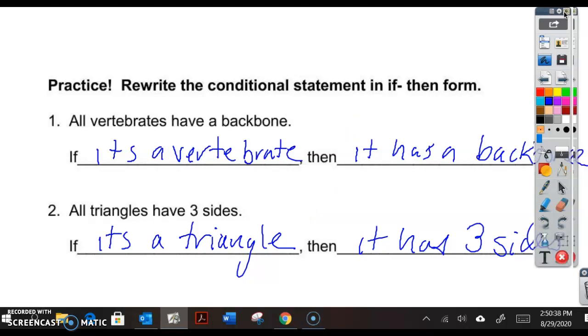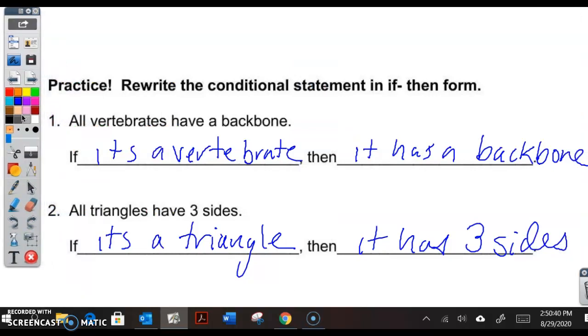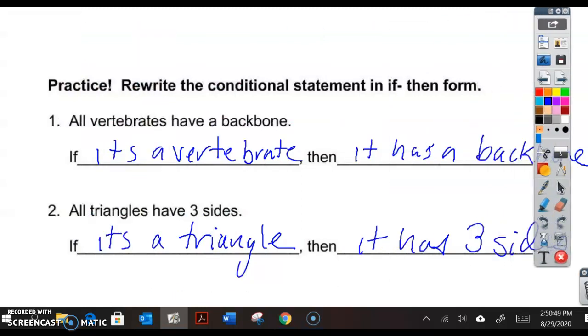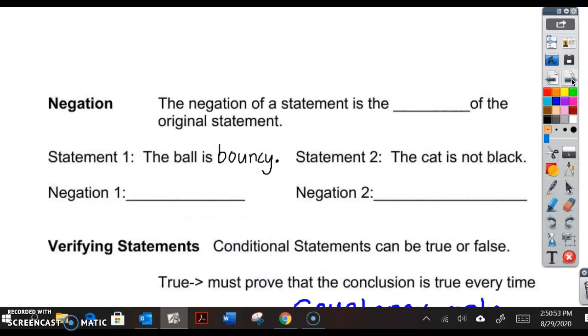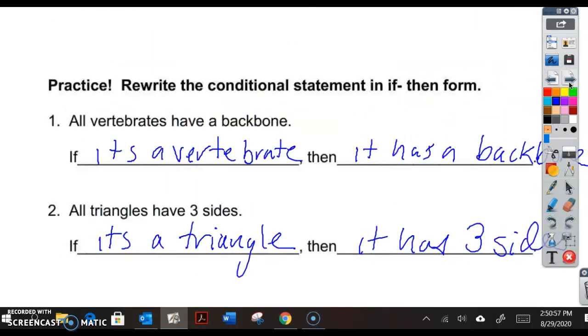And again, I apologize for my handwriting. It's very hard to write on the screen. For all triangles have three sides: if it is a triangle, then it has three sides. If hypothesis, then conclusion. Just trying to make sure I didn't skip anything.